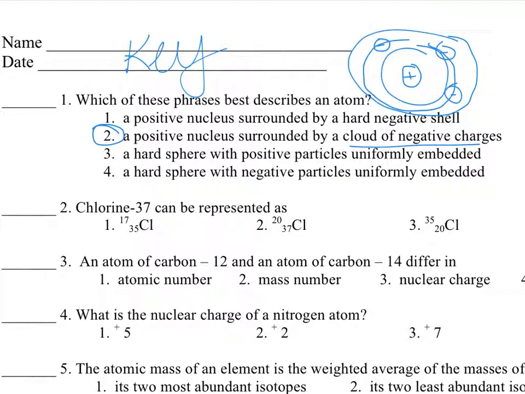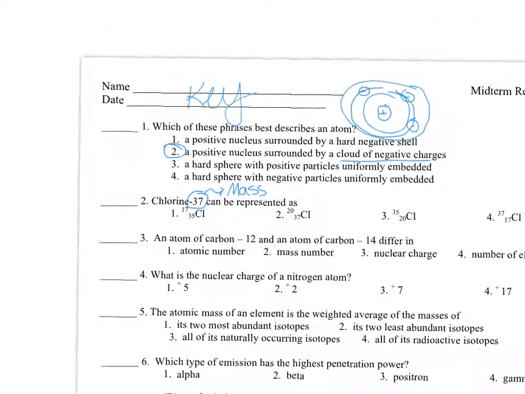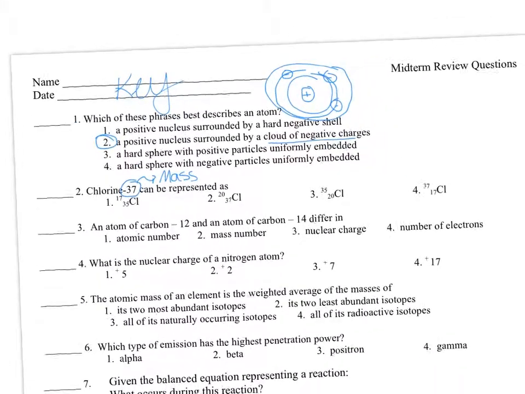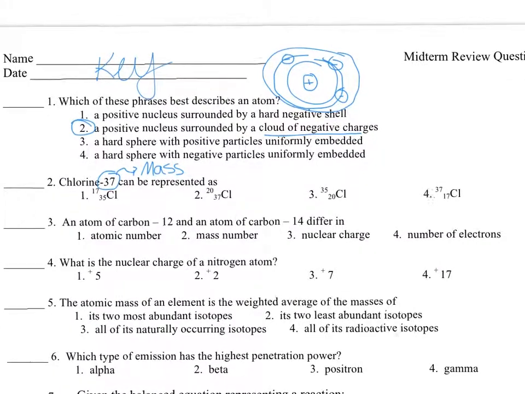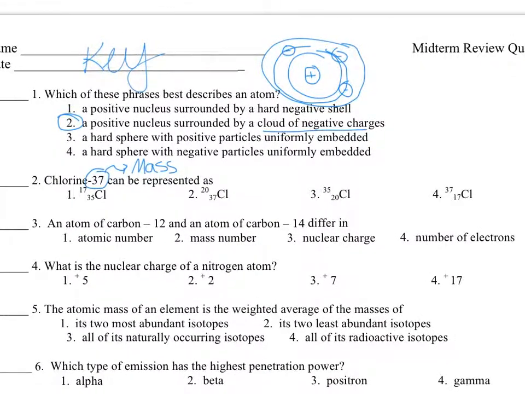a positive nucleus surrounded by a cloud of negative charges. Number 2, chlorine 37 can be represented as... When you have chlorine 37 here, this is in reference to the mass of the atom. That means we are going to have to look for a mass number that has 37. So if we expand this guy out, we'll see that the only choice that has a mass number of 37 is going to be number 4.